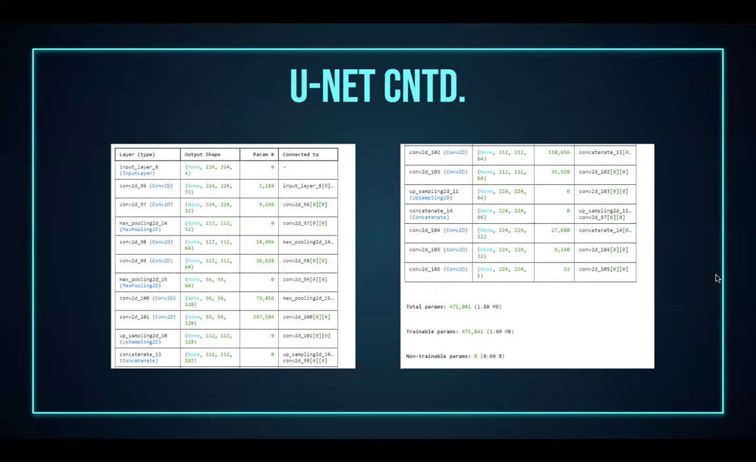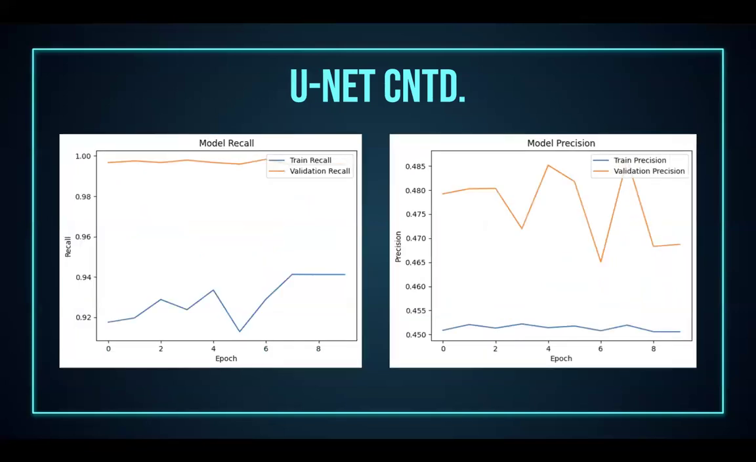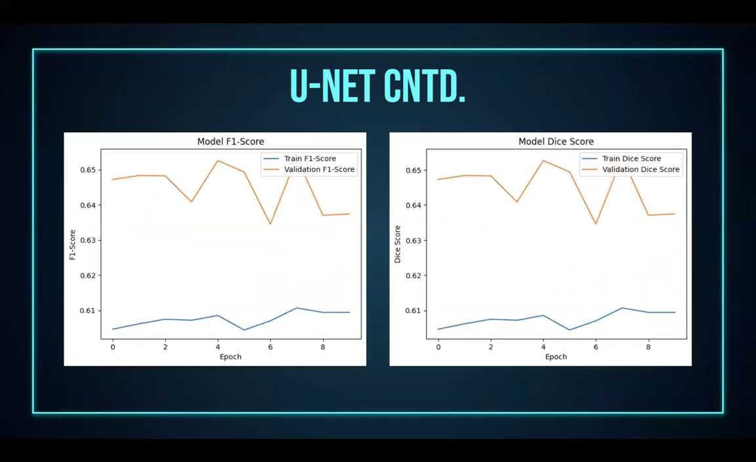Here's the model summary, and as you can see as well, most of the parameters are trainable. For the accuracy, it was constant across all epochs, reaching 33%. For the loss, it was fluctuating, but at the end, it reached 0.5. The model recall was almost 1. The precision was between 0.47 and 0.48. The F1 score was between 0.64 and 0.65, and the dice was also between 0.64 and 0.65.